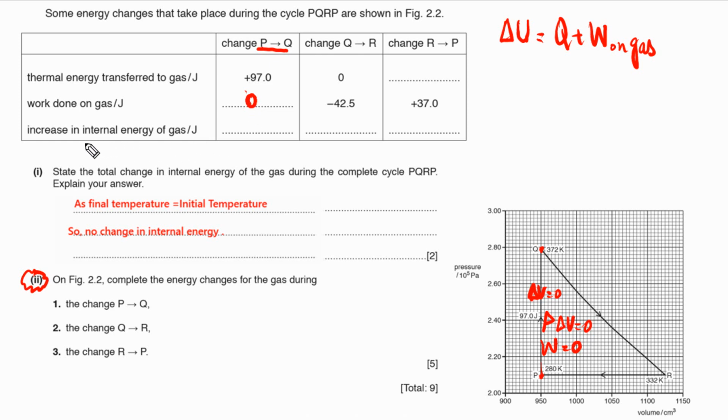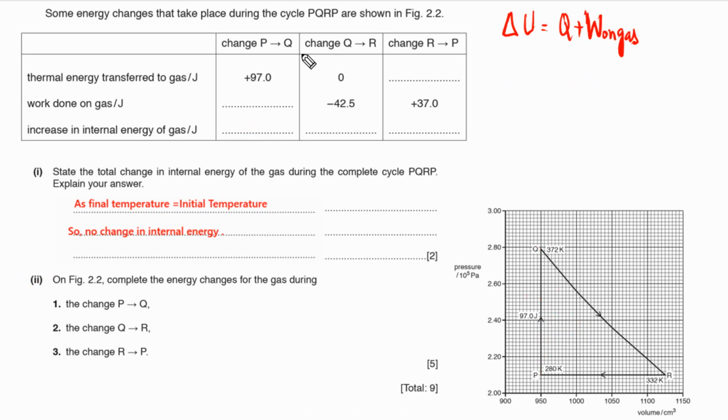Now the question is asking us the increase in internal energy of the gas. So simply you can write down here, as in this case 97 joules of energy is added and there is no work done on the gas, so the change in internal energy is also equal to 97 joules. So we can write down this is 97.0 joules.